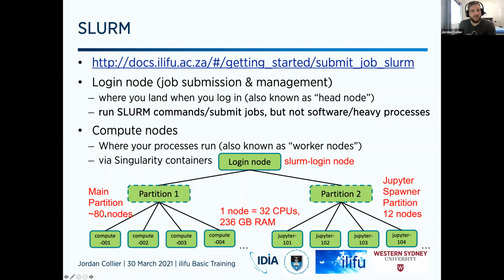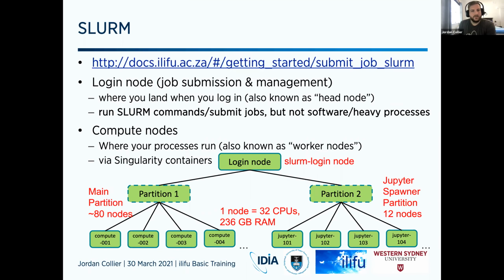There's roughly 80 nodes. Because we're a cloud facility, we're able to expand and minimize this as demand for other projects is brought in. But basically we have these compute nodes where we want to run our processing, and we interact with those via SLURM with a particular partition. And then we have the Jupyter spawner partition as well.